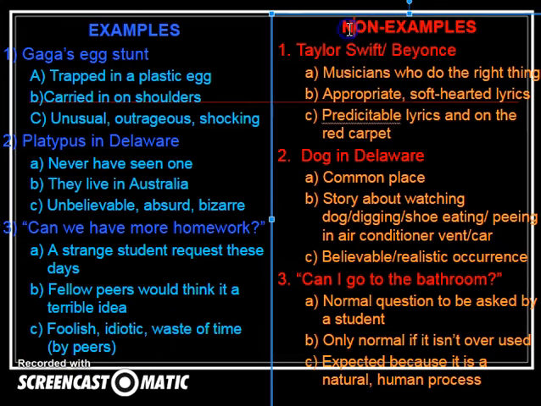Then I did the same thing for my non-examples. Why is Taylor Swift, Beyonce shouldn't be on there. Why is Taylor Swift a non-example of preposterous? Okay, putting that for A and B. My C over here should be what? Answer that question. Good. Antonyms. Okay, she's predictable. All right.